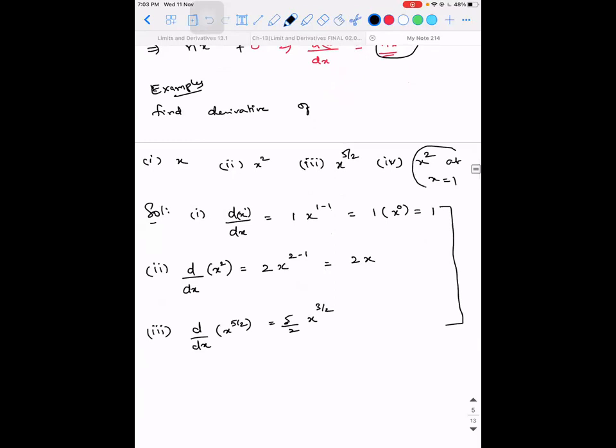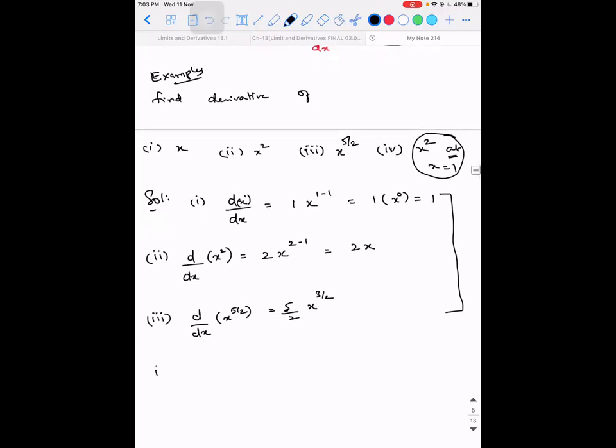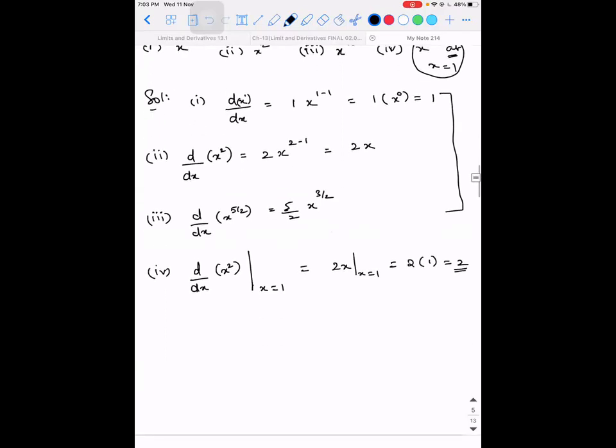But if you look at the fourth question, wherever this preposition "at" comes, you are finding for a particular value. I'll also explain what is the meaning of it. So d by dx of x square at x is equal to 1. What is the meaning of this? First, you differentiate and substitute x is equal to 1. Don't substitute x is equal to 1 and differentiate. You should not do that. First differentiate, then substitute the value. What will be the answer? 2 into 1. Answer will be 2. Now we need to understand what is the meaning of this 2.